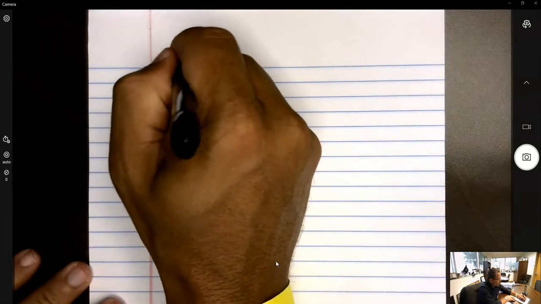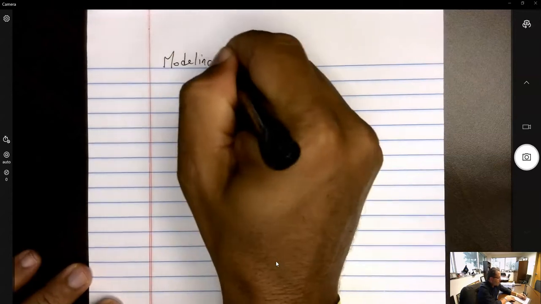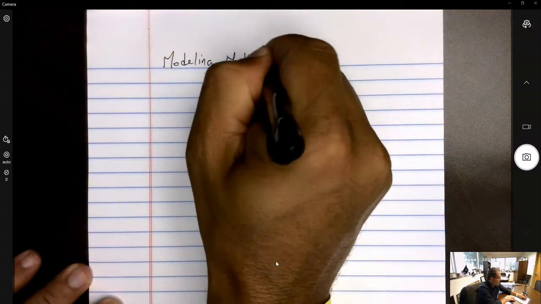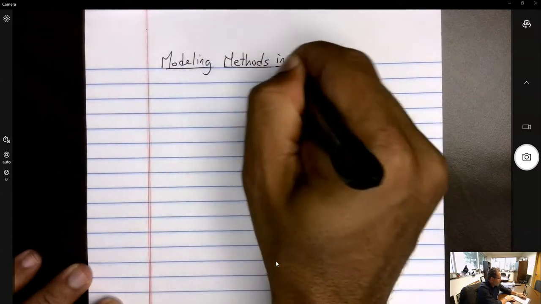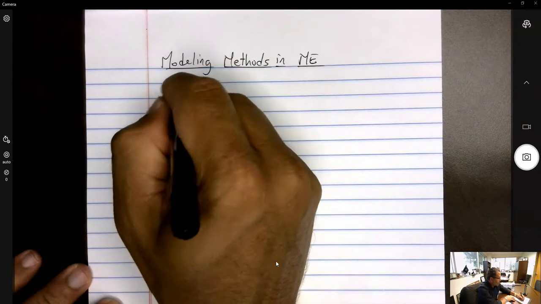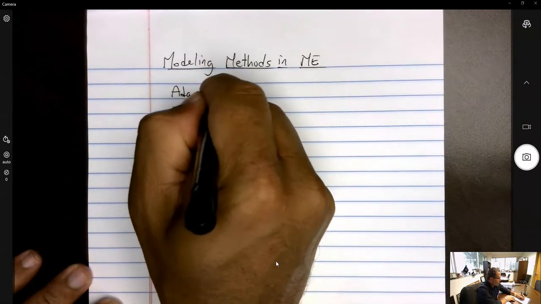So this is modeling methods in ME. And we're going to talk about adaptive time stepping.